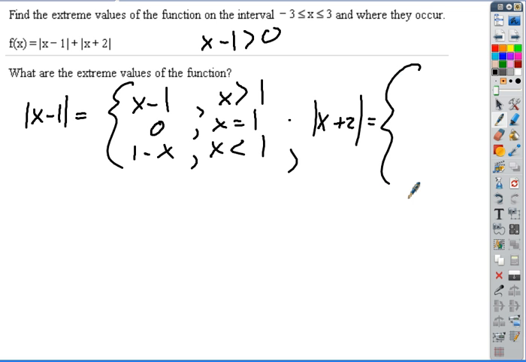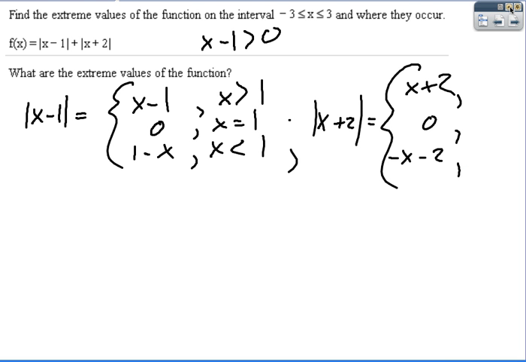So real quick, what's this one going to look like? Okay, so when is the absolute value of x plus 2 equal to x plus 2? When x is greater than -2. It equals 0 when x equals -2. And it is equal to its opposite when x is less than -2.